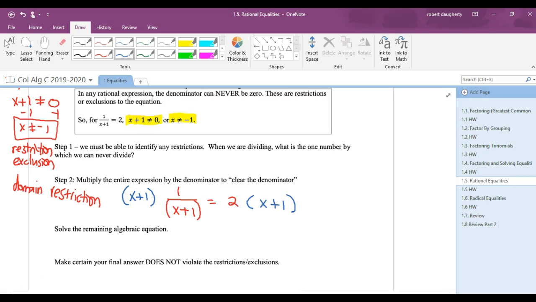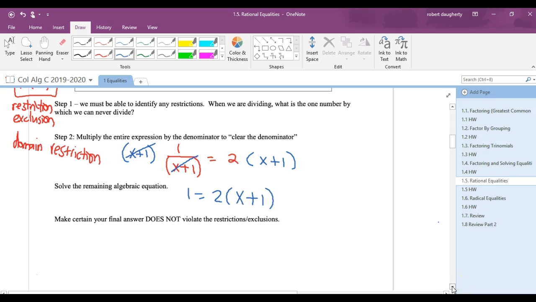Now, what is x plus 1 divided by x plus 1? They cancel or it's 1, so that is just 1, okay? The reason I multiply by x plus 1 is because that makes this side of the equation a whole lot easier. 1 is equal to 2 times x plus 1. Now, does that look like an easier problem to solve? Yeah, so to solve this problem, I get 1 equals 2x plus 2.